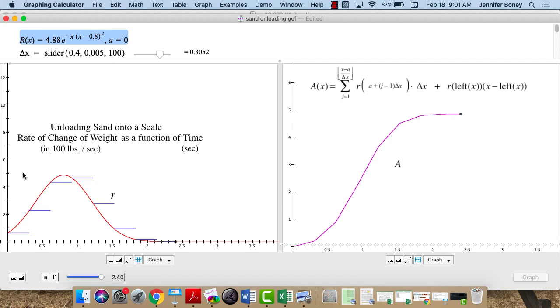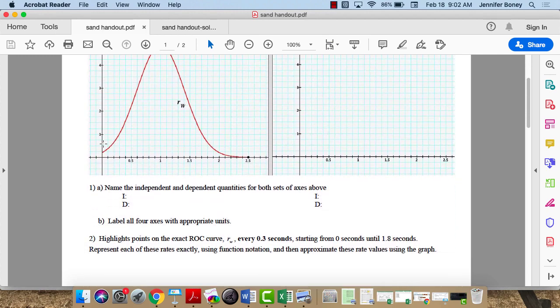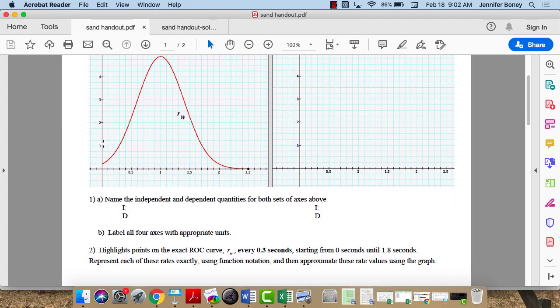So if I wanted to measure how much sand cumulatively has been placed onto the scale since, well, time zero, I don't know what time zero is relative to, is it like noon, whatever it is, but time zero is when we also start measuring this accumulation, just based on how this was set up. Now on the worksheet there was a whole paragraph about doing it this way. We'll start at time zero and highlight points every 0.3 seconds, starting from 0 until 1.8 seconds.